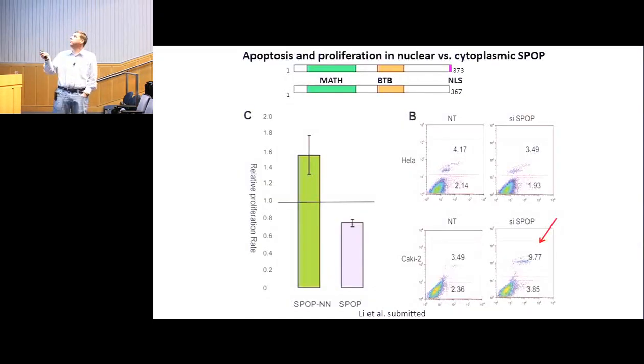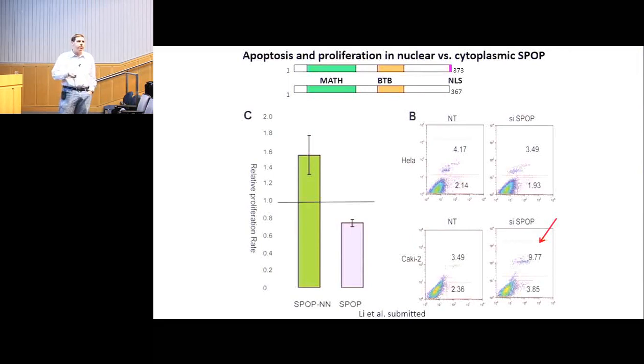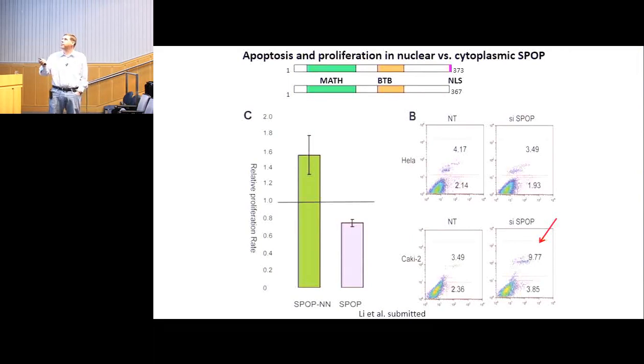So we took the nuclear localization signal off of it. It does have a nuclear localization signal, six amino acids at the C-terminus. We lopped that off, and then we put that back into HEK293 cells, and we show that that causes hyperproliferation of these cells, whereas we had shown before that SPOP, the full length, will activate the apoptotic pathway. So the full length is going to the nucleus. This version is going to the cytoplasm.